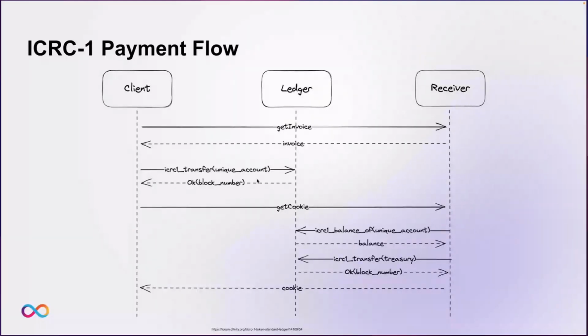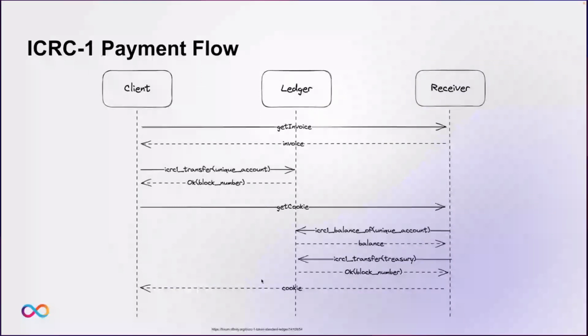What the receiver, so the fortune cookie canister, does then is it checks the balance of our unique account. It can derive that balance again by just checking the principal of the caller. If the balance is bigger than or equal to what has been specified in the invoice, the balance is transferred to the treasury account. So out of the user account and into the treasury account. And once that's successful, we actually provide the service. So we actually send the fortune cookie back to the client.